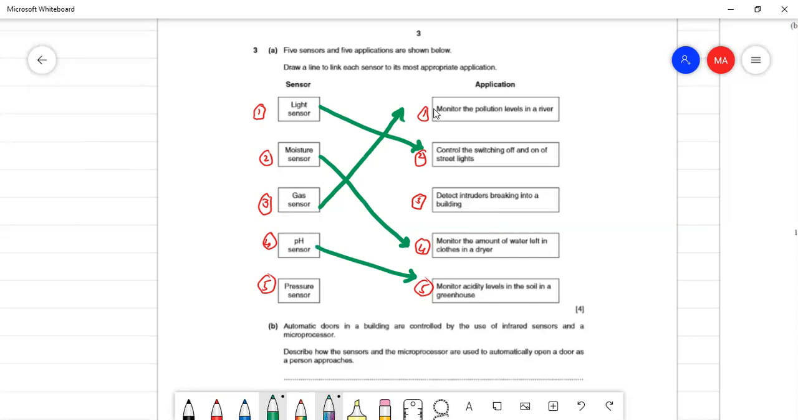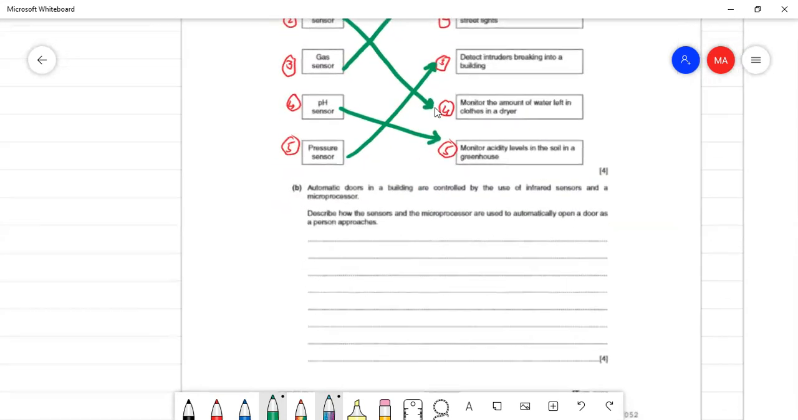And the last, pressure sensor. Obviously, we only have the last option left in the applications, which is the third one, because it is used to check the building pressure. So the last one is connected to three. Now we have done this part.